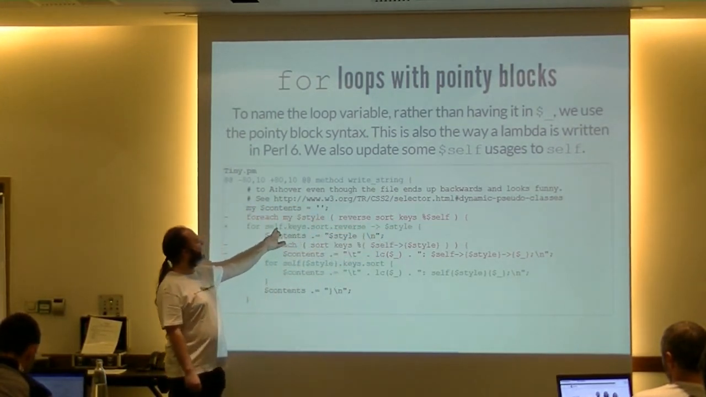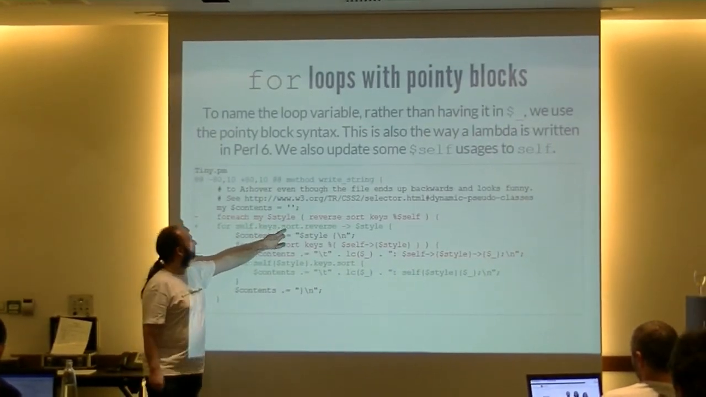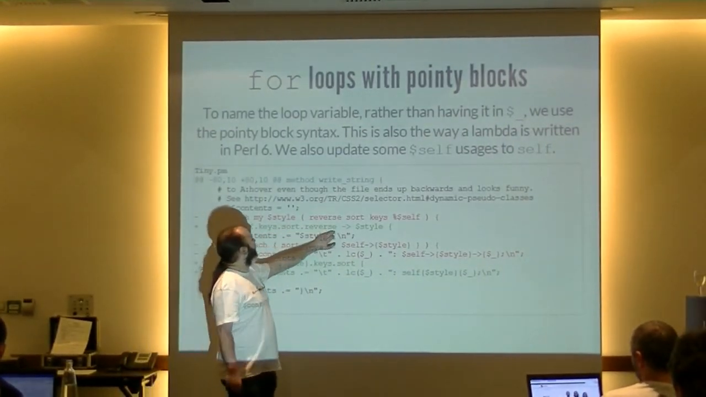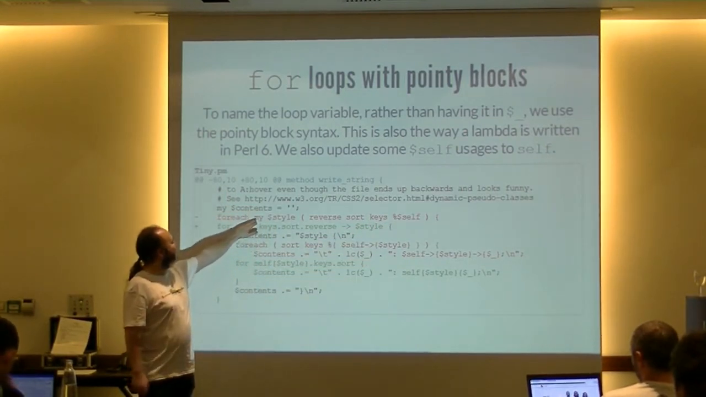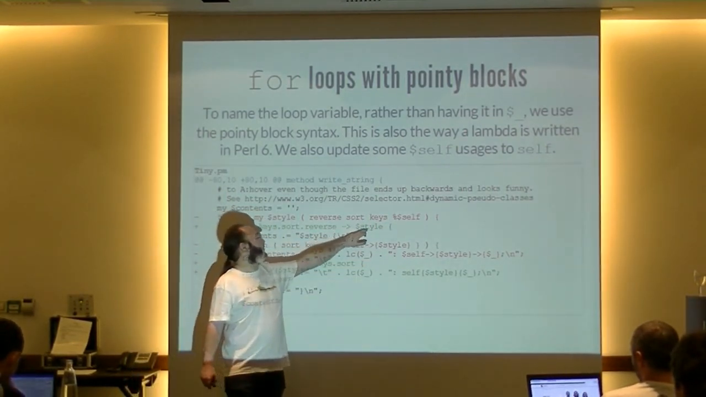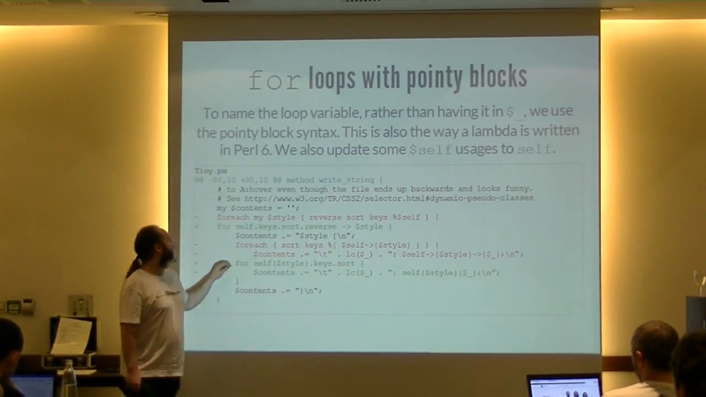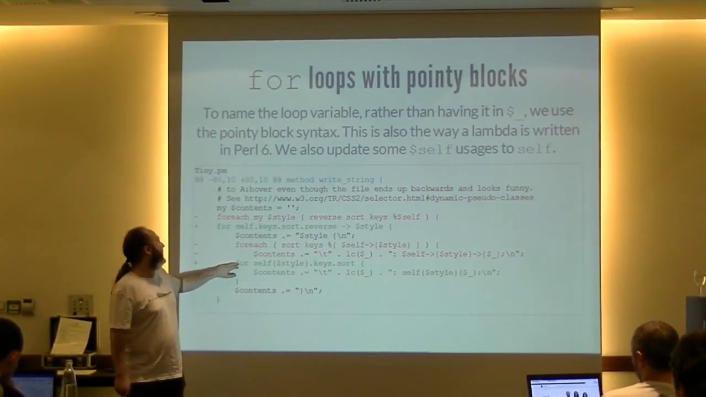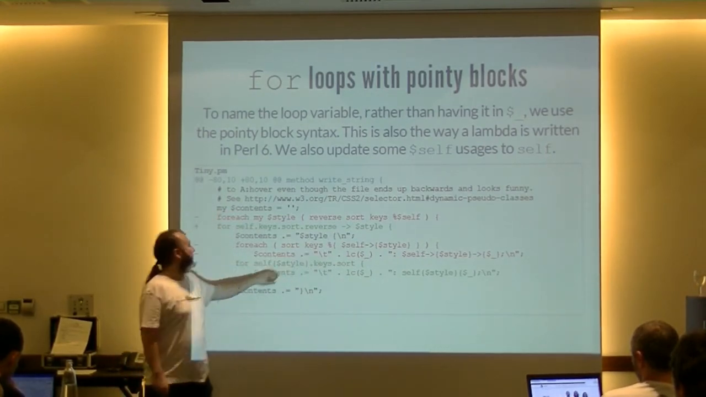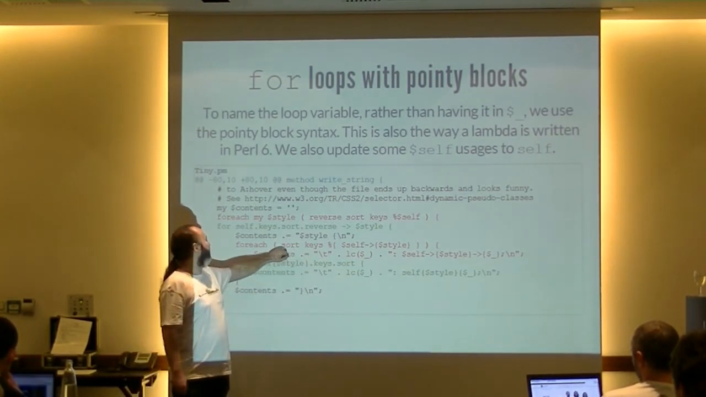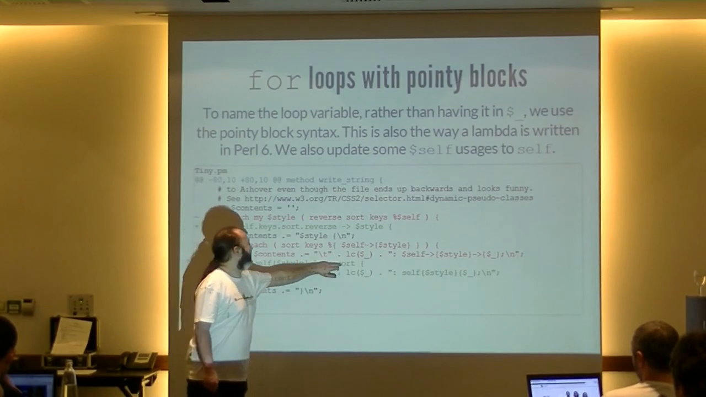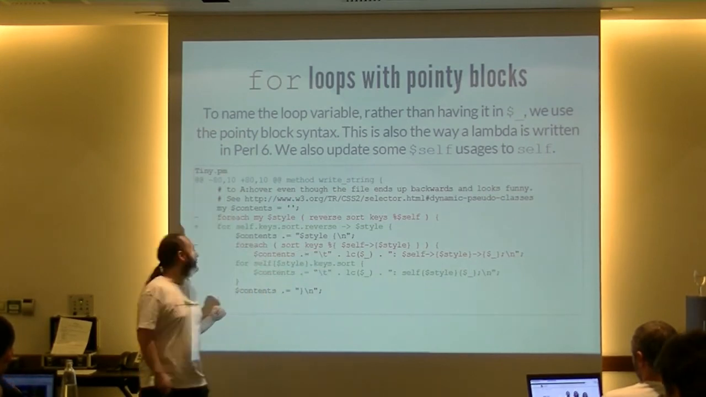So we take self, we grab our keys, we sort them, we reverse them, and this is the nice pointy loop syntax. So instead of my $style out there, it becomes a parameter as a block. And we can do a very, very similar thing over here as well. We end up just taking the keys and sorting them. We just put that in order.